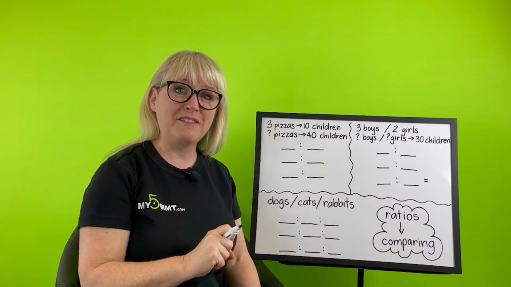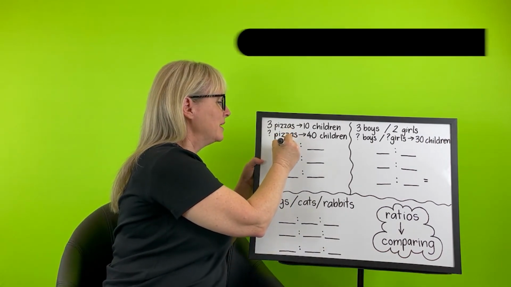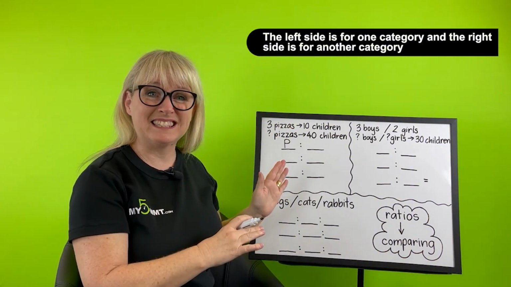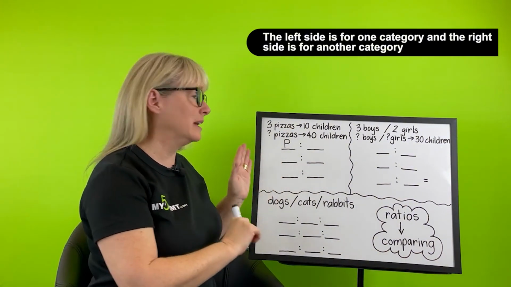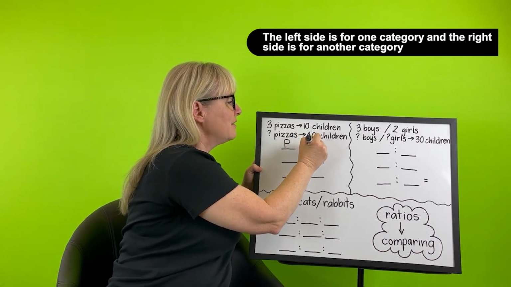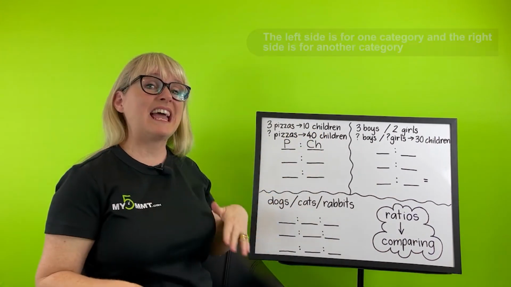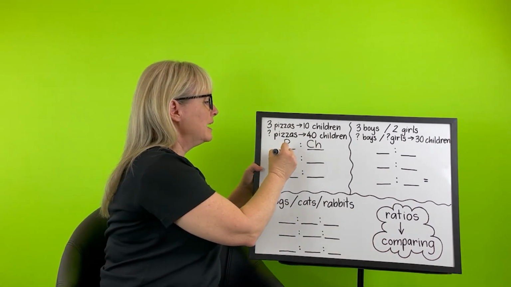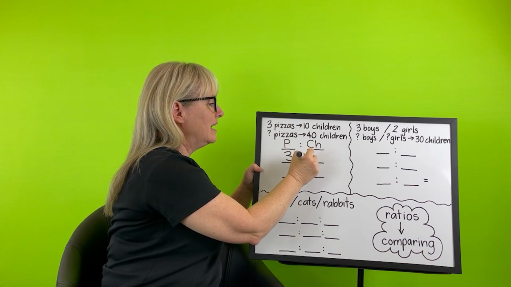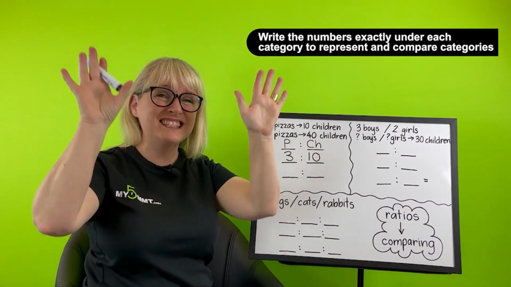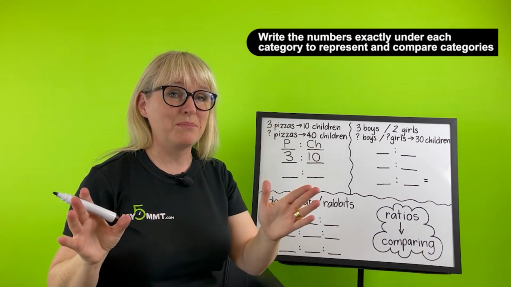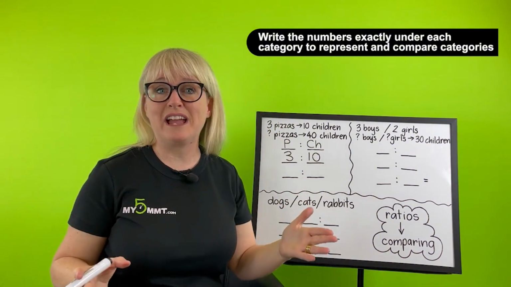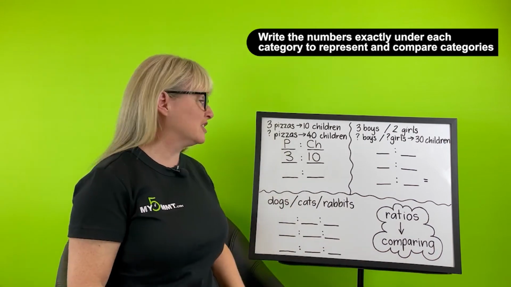I'm going to grab the P from pizzas and put it here because this side of my ratio is going to be all about the pizzas and the number of pizzas in that category, whereas the other side is going to have a CH for children. That's how many children. That's a different category. So I'm saying there's 3 pizzas for 10 children. I write the numbers exactly underneath. That's important. Setting this out, keeping it clear will be very helpful for working out a ratio.